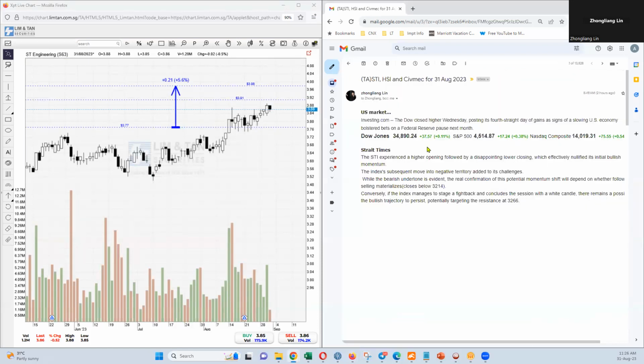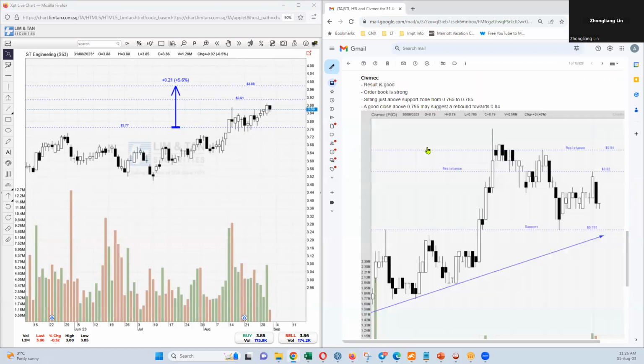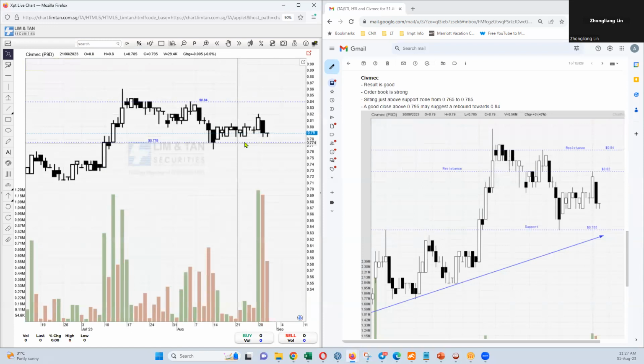Then we have SafeMed today. Short and sweet today: the result is good, the order book is strong, it is holding above the support level zone, and a good close today may suggest a potential rebound to 84. So SafeMed, we can see the counter now slightly rebounding.